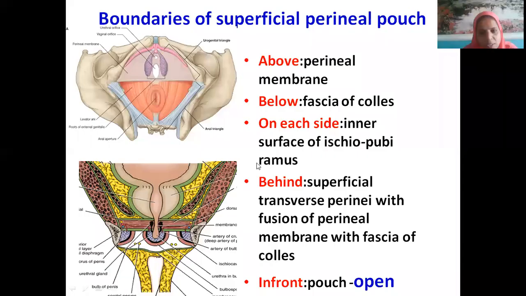Okay, so behind you are finding the superficial transversus perineum. You will see the perineal membrane and Colles fascia will fuse. And in front, this is the front part where we have the pubic symphysis area, that is actually open. Okay, so these are the boundaries of the superficial perineal pouch. The superficial perineal pouch itself is a 5 marks question, very, very important.